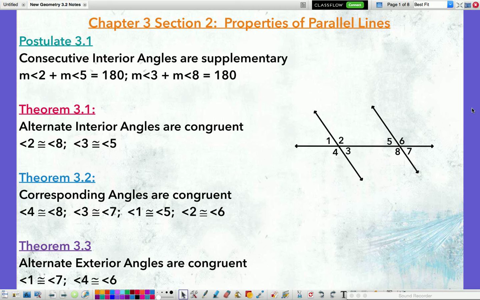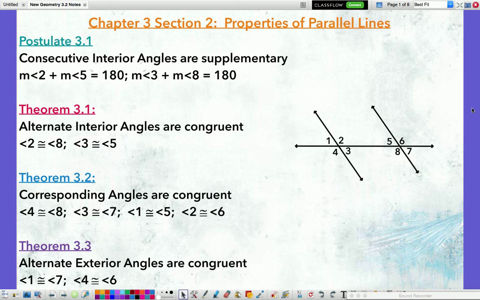Consecutive interior angles. Remember those are also called same side interior angles, which would be 2 and 5 and 3 and 8. Those are the only sets of angles that are going to equal 180 degrees besides a linear pair. So consecutive interior angles are supplementary. And you're going to need to write these postulates and theorems down when we look at the problems.